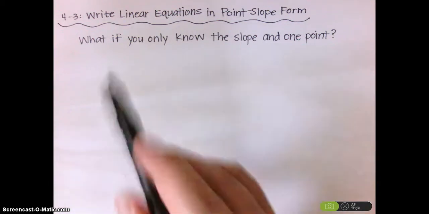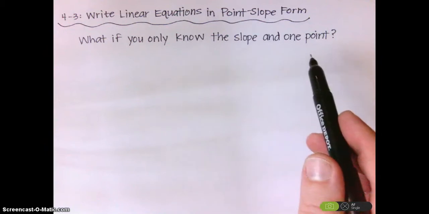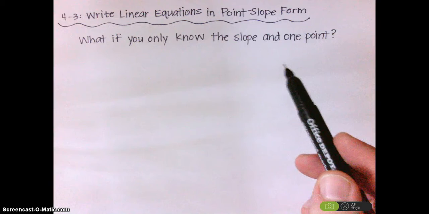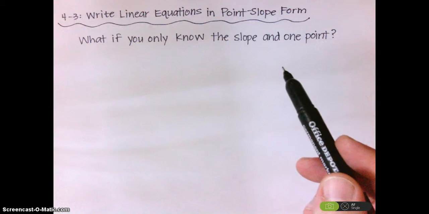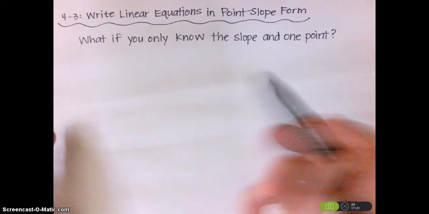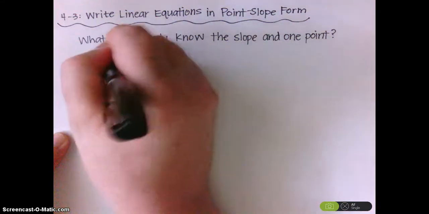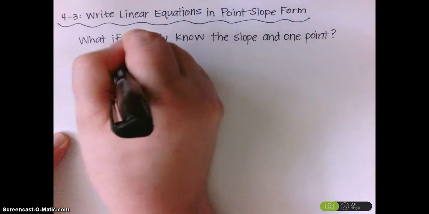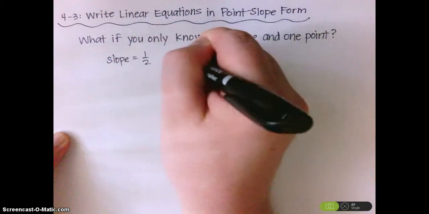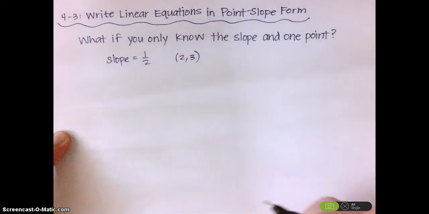So what if you only know the slope and one point? Do you think that you'd be able to write an equation? Well, from the last lesson, you definitely were using slope-intercept form, but today we're going to talk about point-slope form. So let's begin by being given a slope. So let's say that we have the slope of 1/2, and let's say that we're given a point that the line goes through, (2, 3).